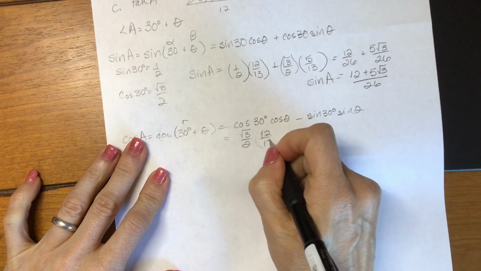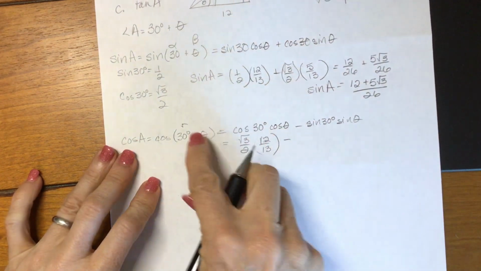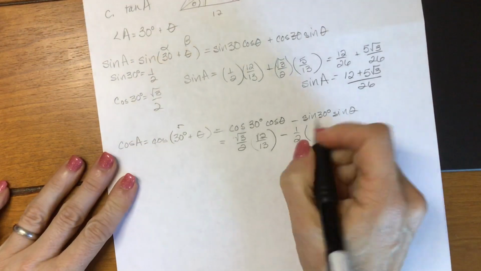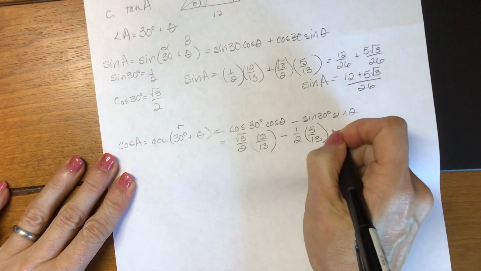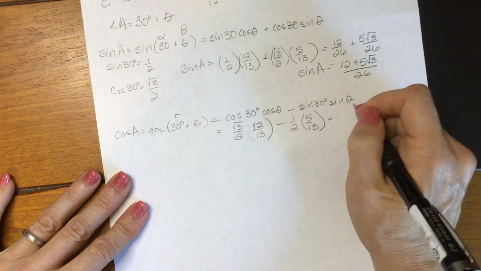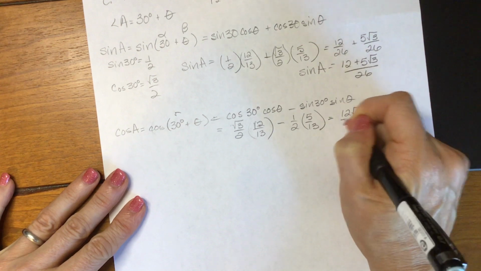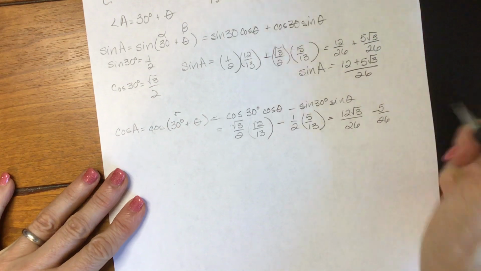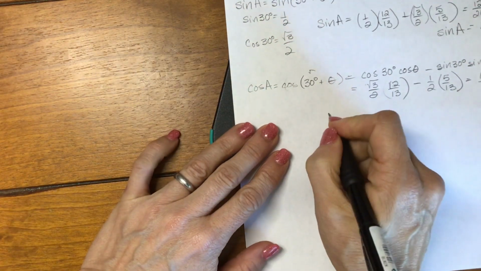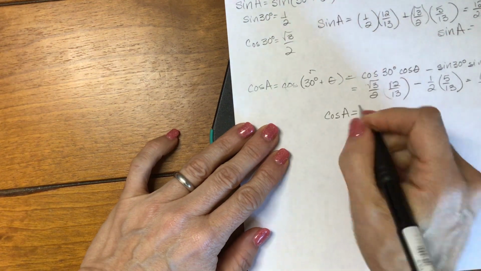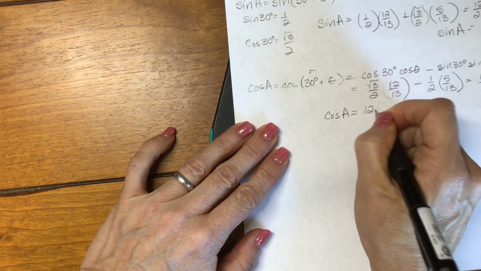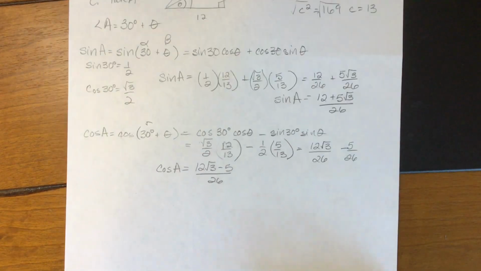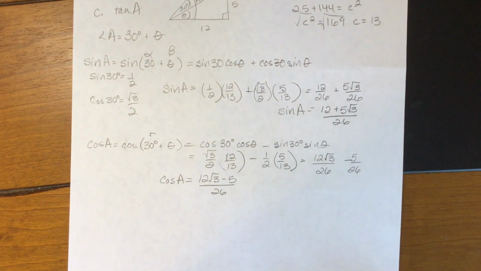So we have 12/13 minus sine of 30, which is 1/2, times sine of theta, which is 5/13. And that all is going to be 12 root 3 over 26 minus 5 over 26. And so we know that cosine of A equals 12 root 3 minus 5 all over 26, or you could have written it the other way, -5 plus 12 root 3 over 26.